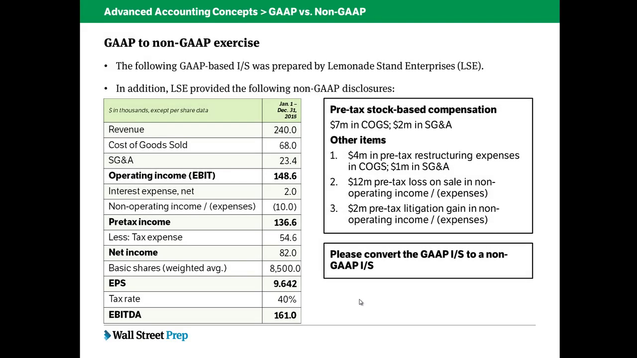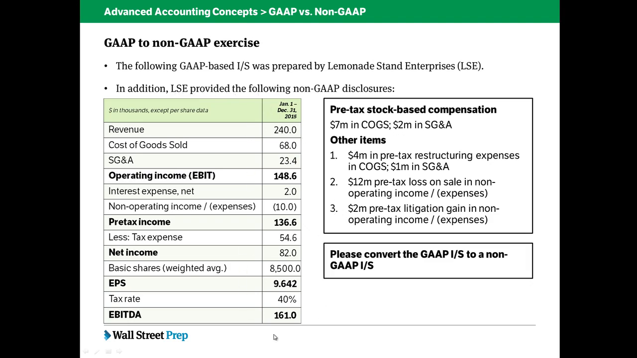Let's go through another exercise of converting GAAP to non-GAAP results. The following GAAP-based income statement is prepared by Lemonade Stand Enterprises. For those that went through our basic accounting course, this is a familiar income statement. In addition, Lemonade Stand Enterprises provided the following non-GAAP disclosures.